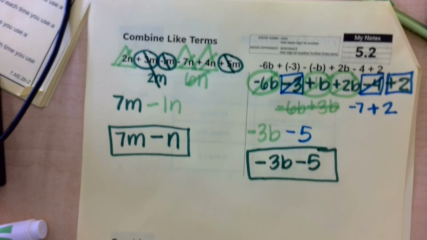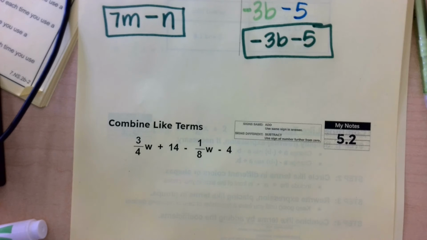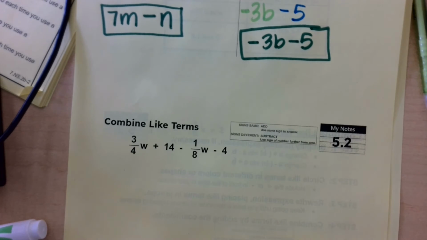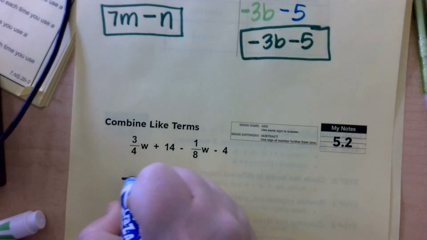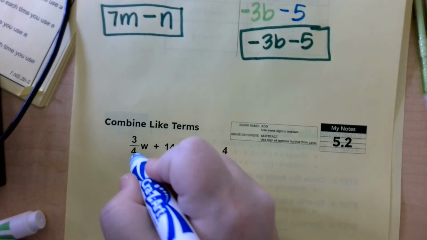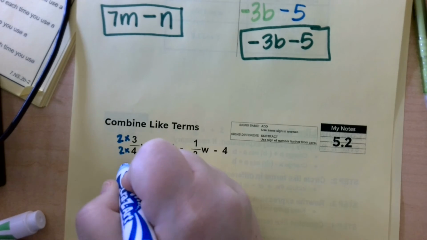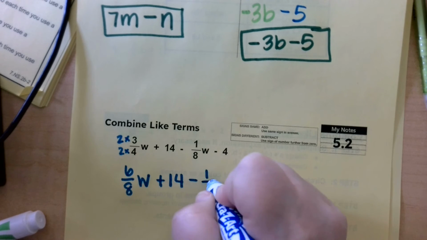Alrighty, next one. Combine like terms. We're going to do our w's first. I noticed that they do not have common denominators, so I want to change that first. So 3/4 I want to change to eighths. 4 times 2 is 8. 3 times 2 is 6. And I'll rewrite the rest of the problem.